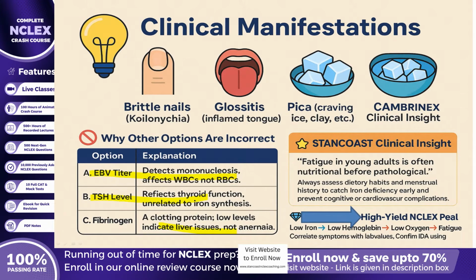oxygen transport. In conclusion, the most accurate and clinically relevant laboratory indicator of iron deficiency anemia is a decreased hemoglobin level. This finding connects the client's dietary habits, physiological mechanisms, and presenting symptoms into a unified diagnostic picture.